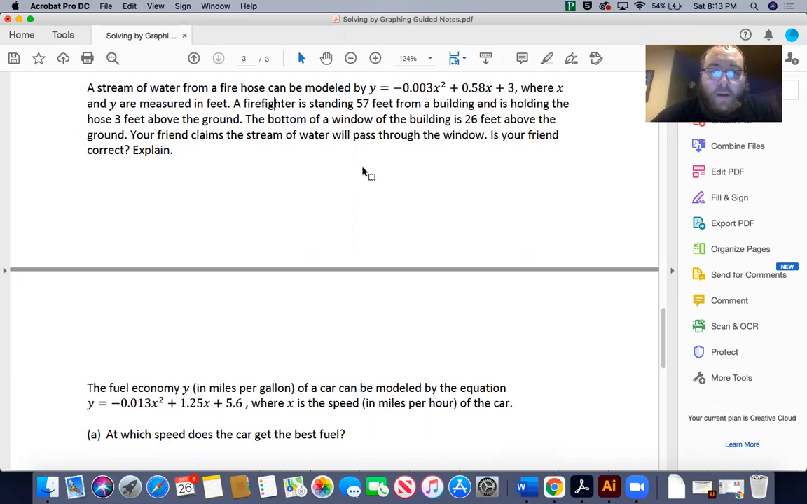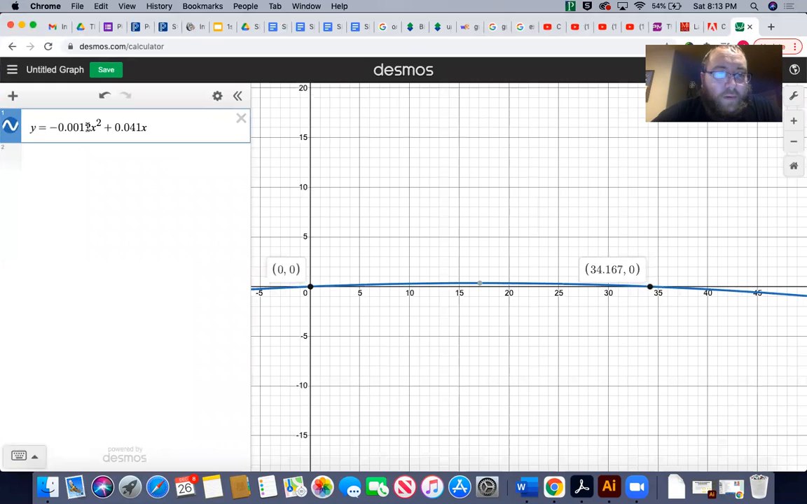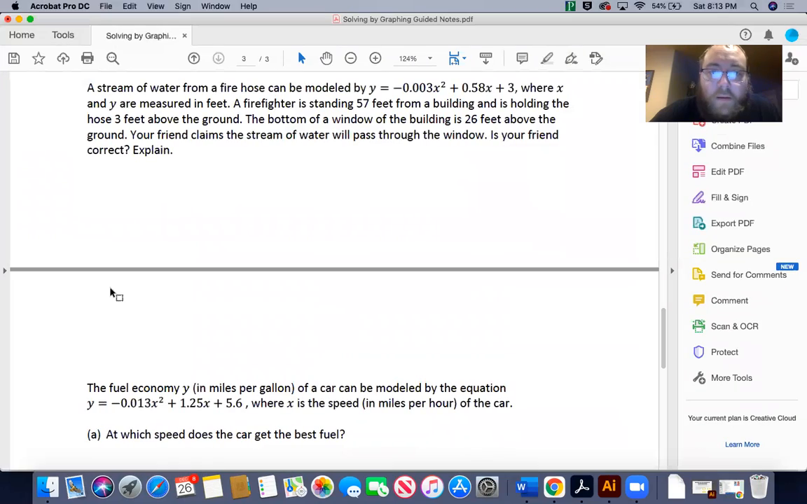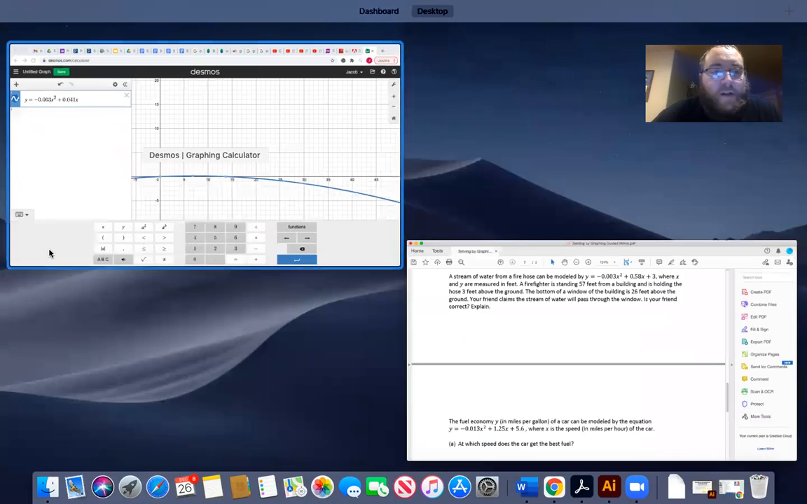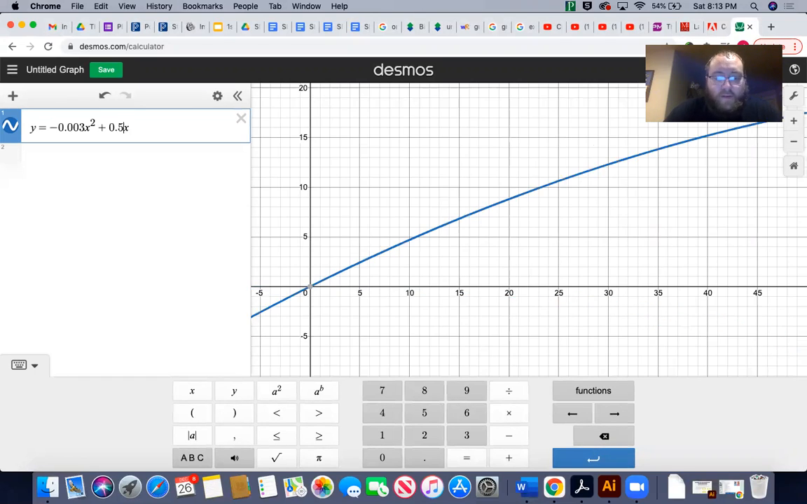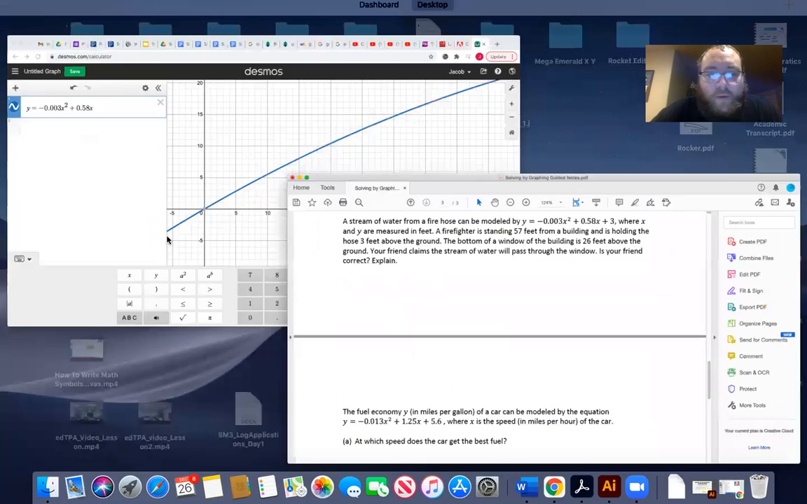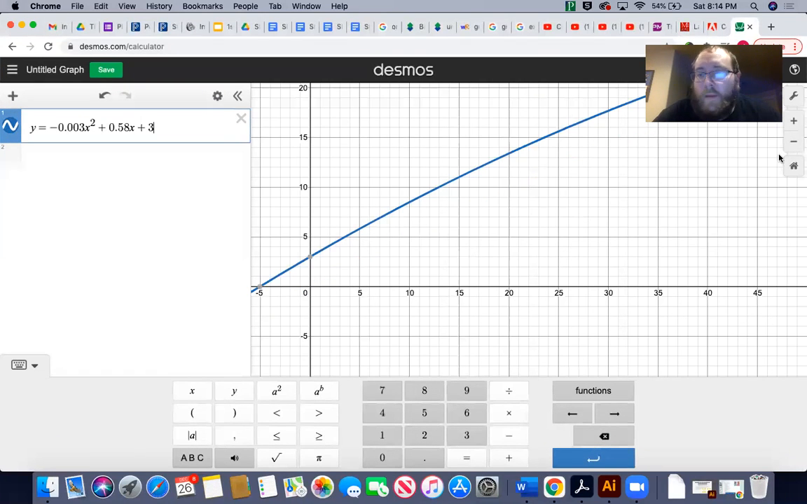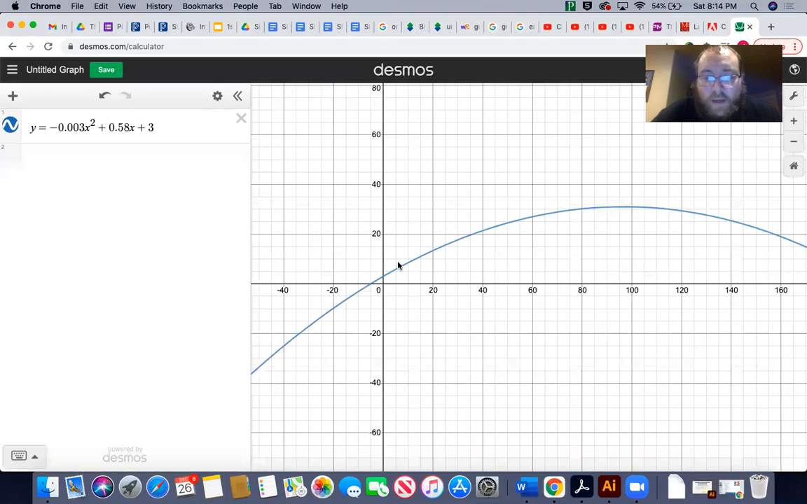All right, so let's type this in. So we got negative 0.003, plus 0.58, and then we have plus 3. Okay, let's zoom out here. So this right here is a stream of a hose. Now notice at 0, the stream of water hasn't gone any distance left and right. It's 3 feet above the ground.